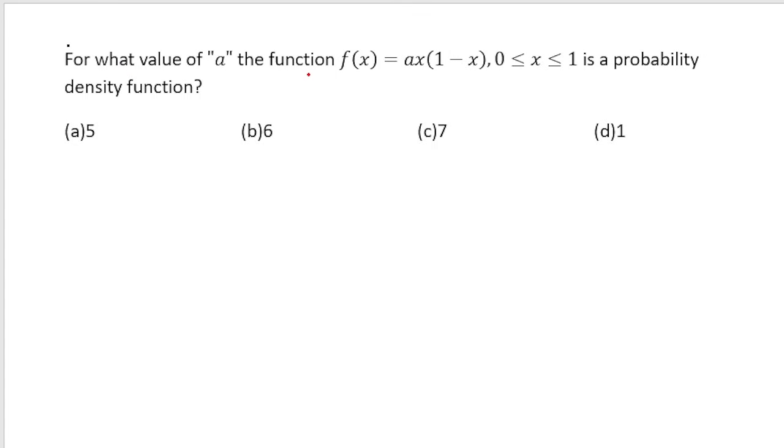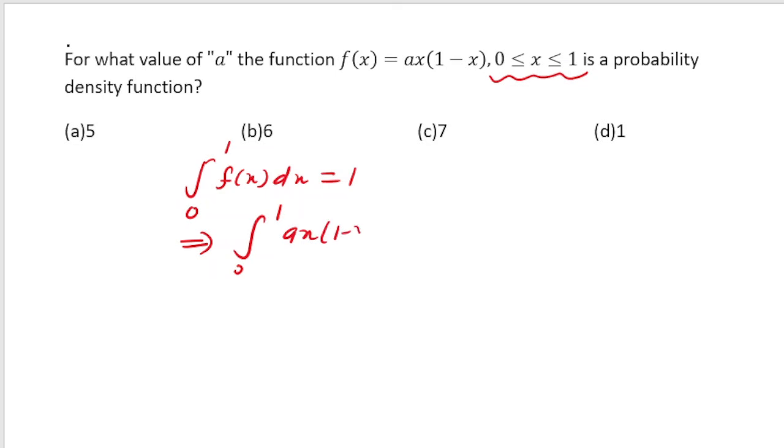Next question, for what value of A is the function a probability density function? So for this function to be a probability density function, integration of f of x dx should be equal to 1, and the interval in which x can take value is 0 to 1, so I have to integrate it between 0 to 1. So this will give me integral from 0 to 1 of a into x into 1 minus x dx is equal to 1.